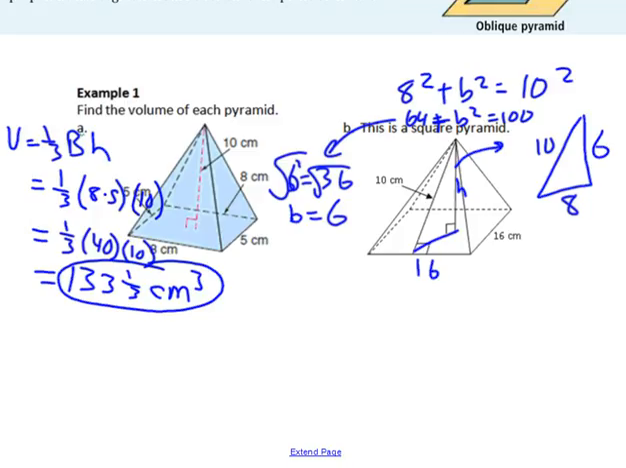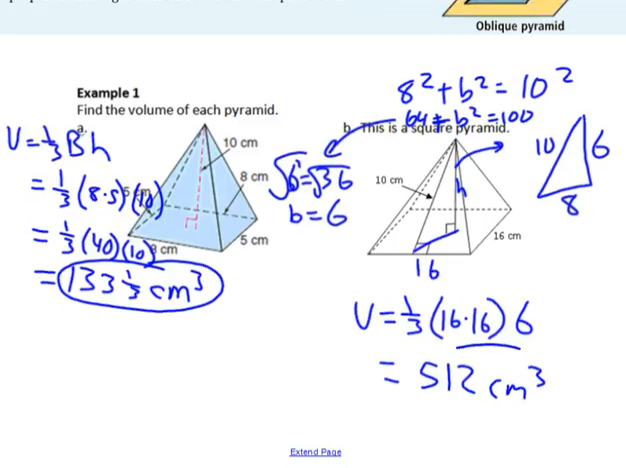All right, so if the height is 6, the volume would be 1/3 times the area of the base, which is 16 times 16, or 16 squared, times the height, which we said is 6. I'm just going to use my calculator because that's what it's there for. 16 times 16 times 6, and then 1/3 of that makes it 512 centimeters cubed. All right, so that is volume of a pyramid.